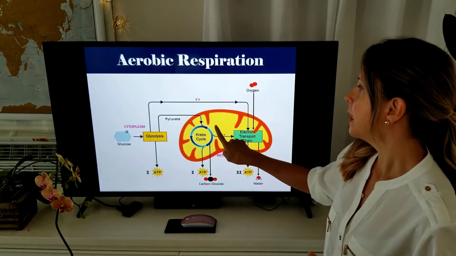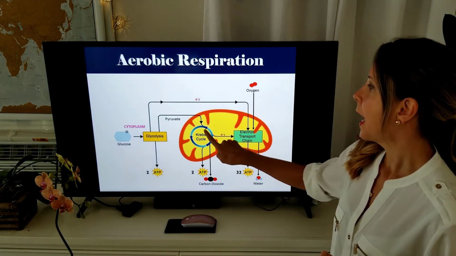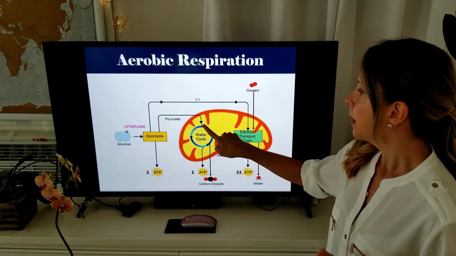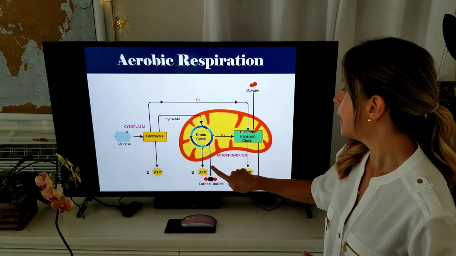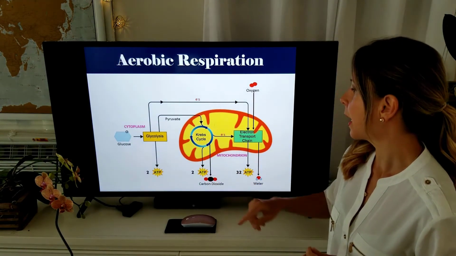Pyruvate will then move into the inner mitochondrial matrix and enter the Krebs cycle. During the Krebs cycle, it's going to be broken down, releasing electrons and releasing carbon dioxide.